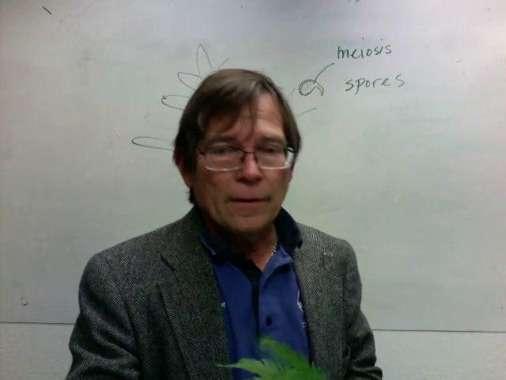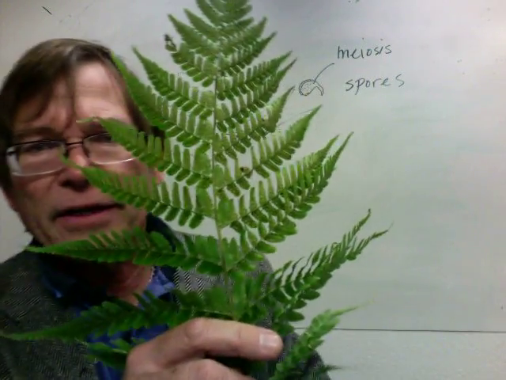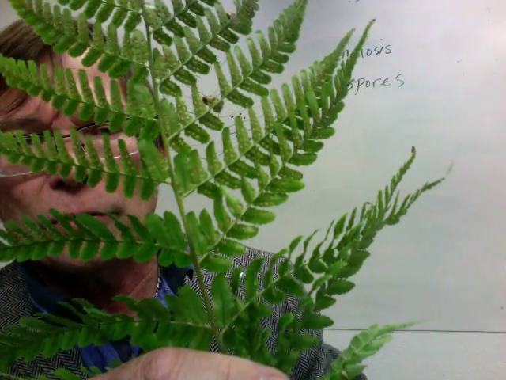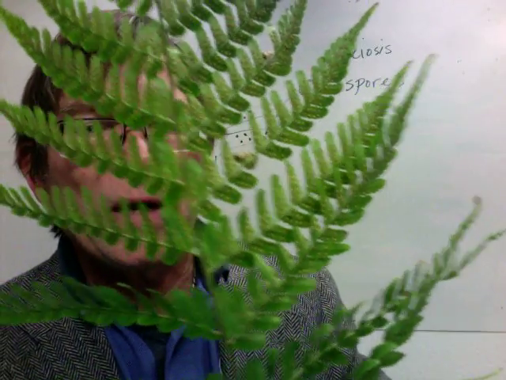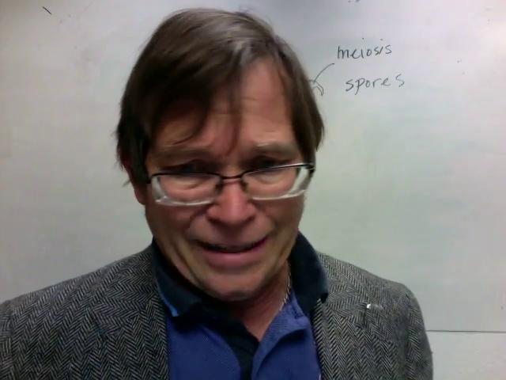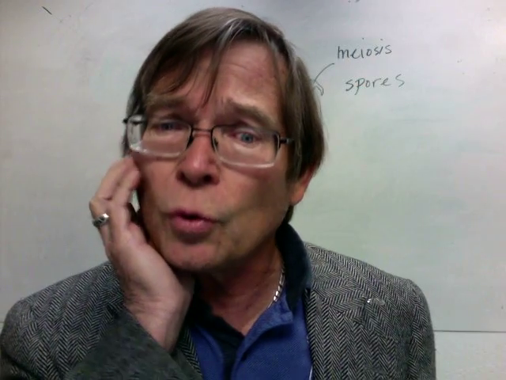In any case, look very carefully here at the back of this frond. Do you see those spots? Okay, those spots are called sori, or fruiting bodies, and they produce the spores.